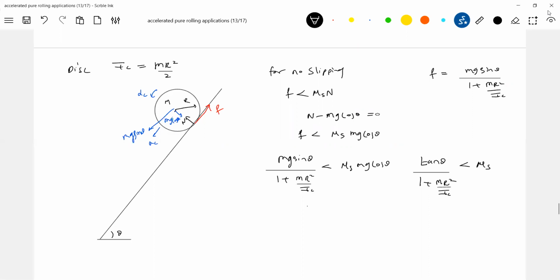Okay, after this, what to do? Now for a disk, what is I_c? mR square by 2. This is a generalized formula. Now let me substitute here. tan theta divided by 1 plus 2, so finally we can write tan theta by 3 should be less than mu_s. How shall we put it? mu_s should be greater than tan theta by 3.